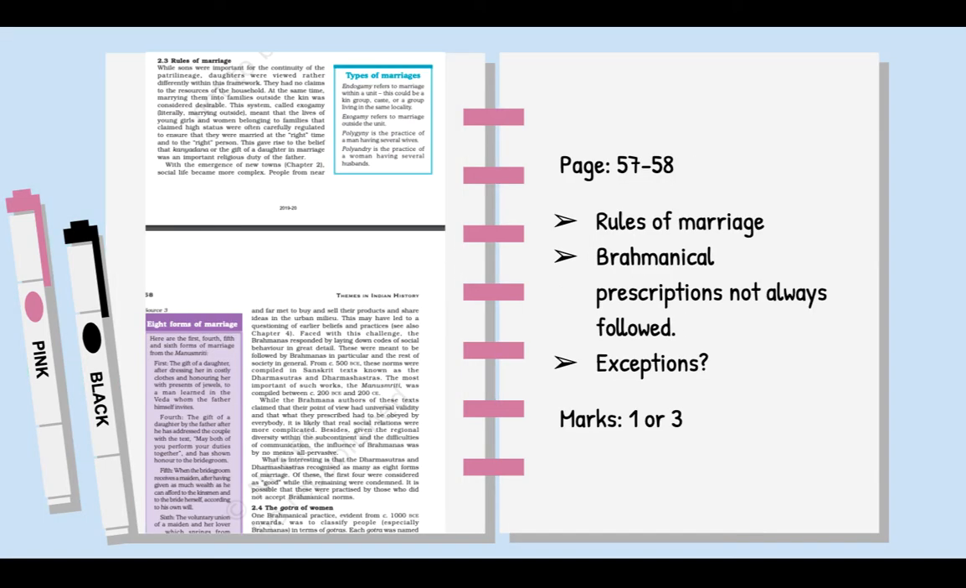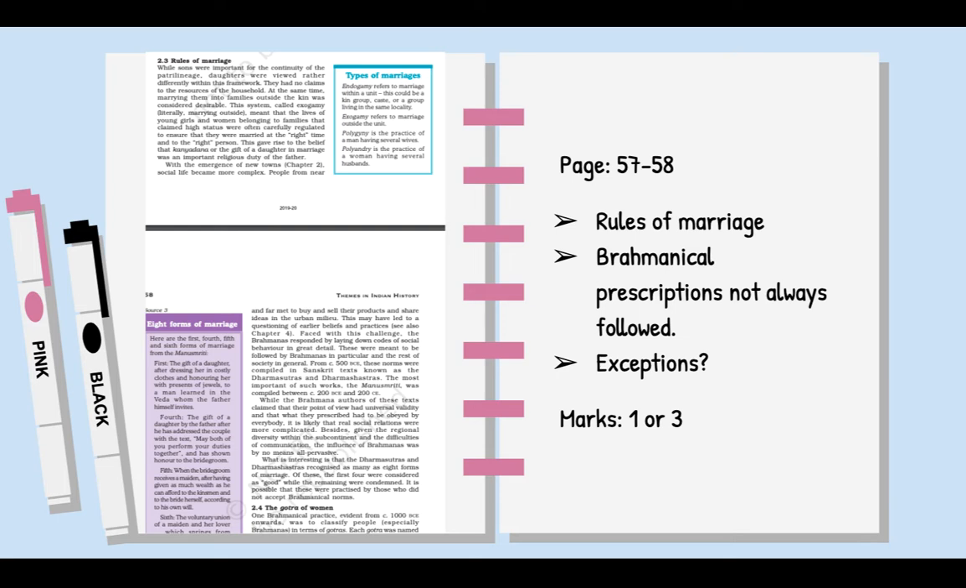Then when you look at page 57 to 58, this talks about rules of marriage. What were the Brahmanical prescriptions? There were 8 forms of marriage, of which 4 were desirable and 4 undesirable. And you could be asked a question on giving examples of where Brahmanical prescriptions were not always followed. In this case, you can talk about the Satvahana Gotras, or you can talk about Draupadi's polyandrous marriage.